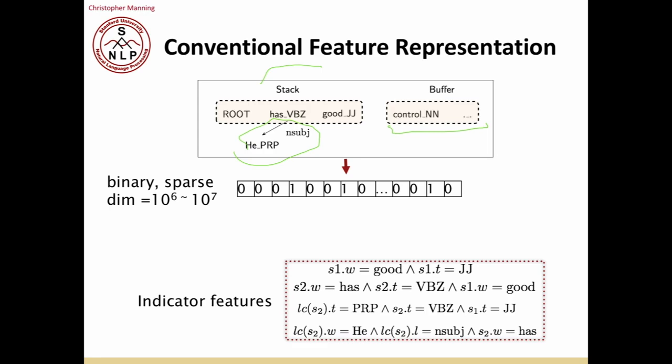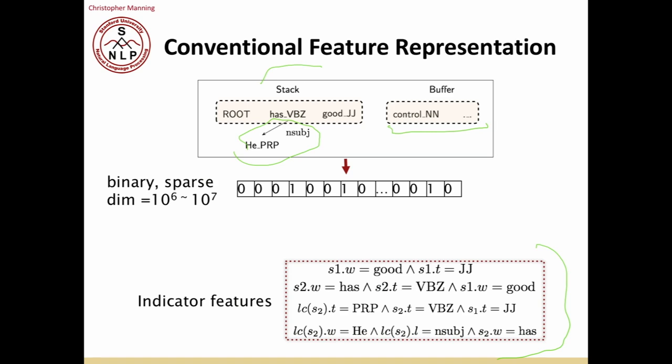So it had these very complex binary indicator features, and you'd literally have millions of these binary indicator features, and you'd feed them into some big logistic regression or support vector machine or something like that, and you would build parsers. And these parsers worked pretty well, but you had these very complex hand-engineered binary features.